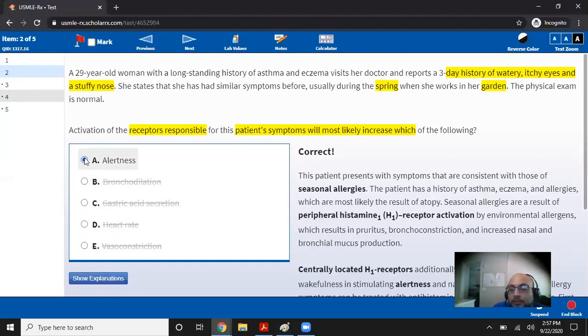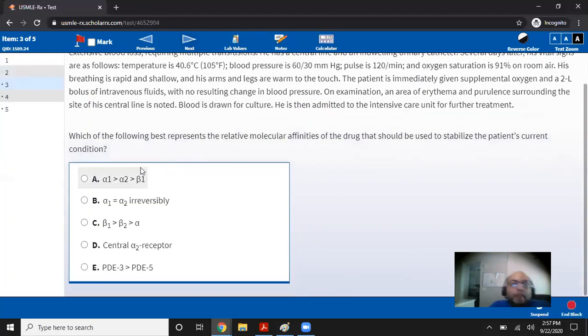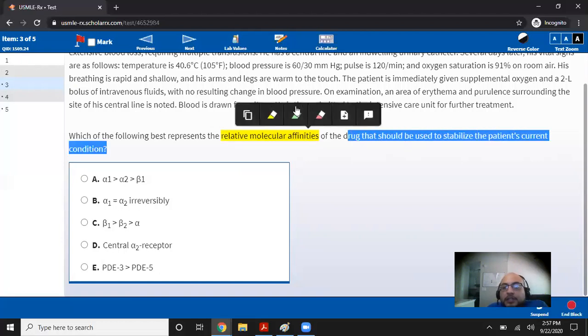Alertness. Very nice. You see? Okay, wonderful. Next one. Which of the following best represents the relative molecular affinities of the drug that should be used to stabilize the current condition?